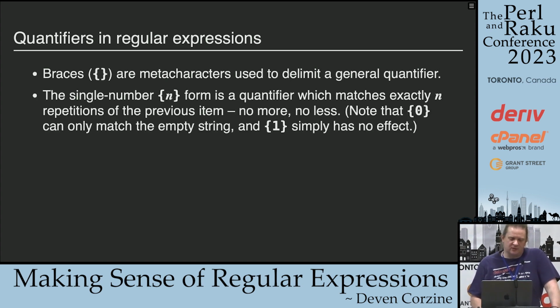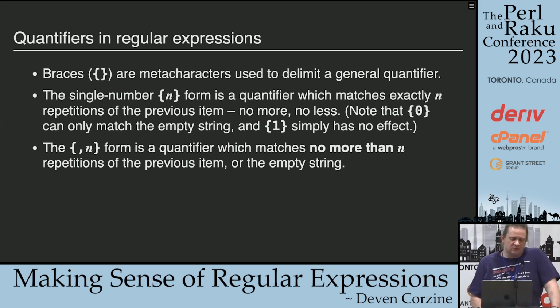The single number form with just n there is a quantifier which matches exactly n repetitions of the previous item, no more, no less. And note that putting 0 can only match the empty string, which is kind of pointless. And putting 1 as the quantifier has no effect because it's saying to match one of the thing, which is already the default anyway.